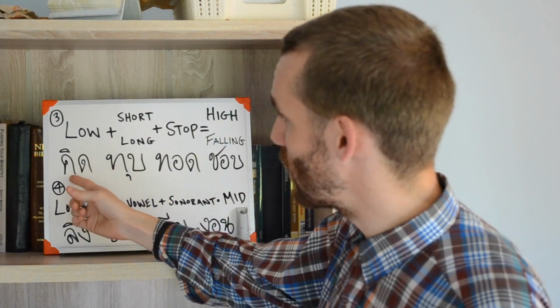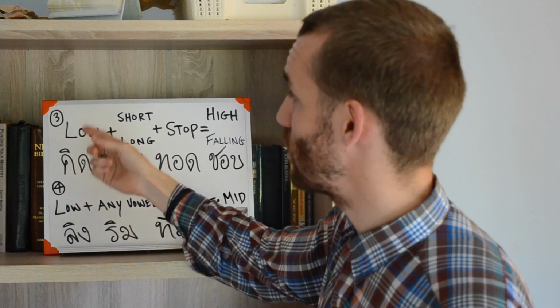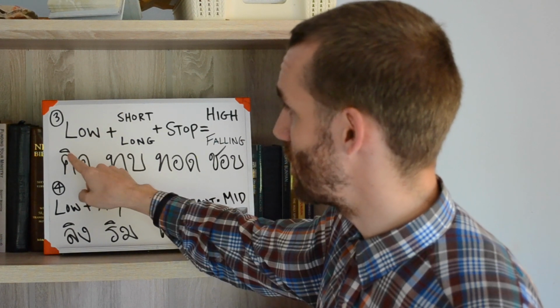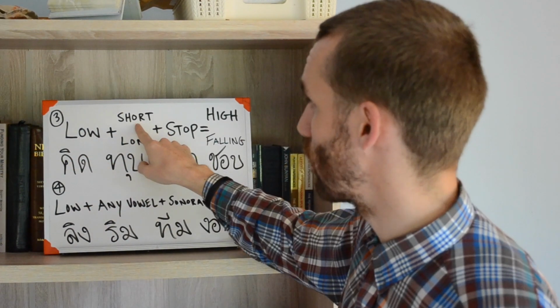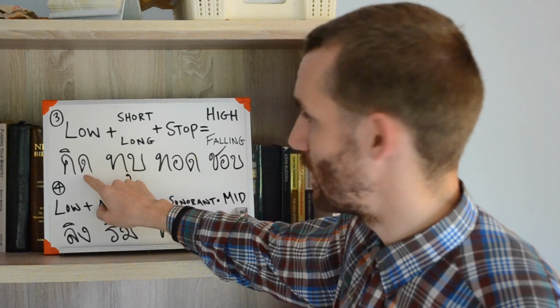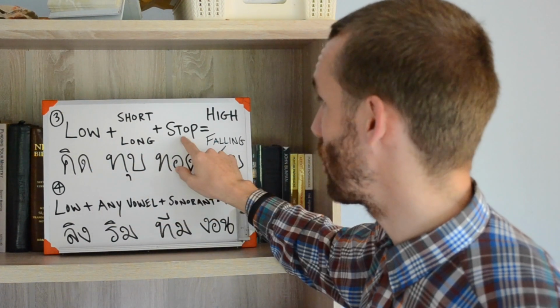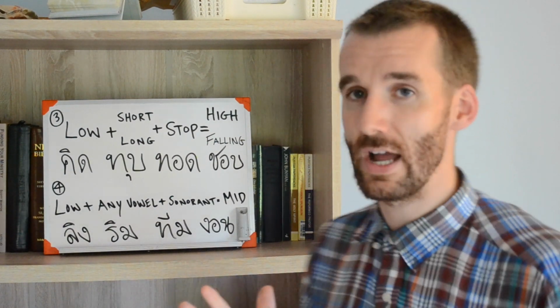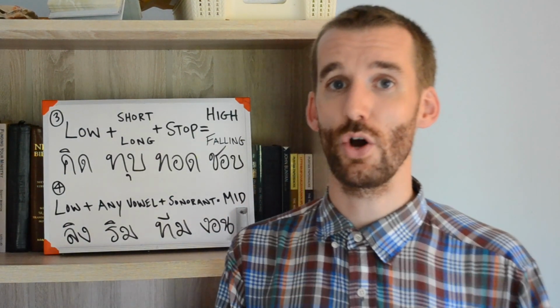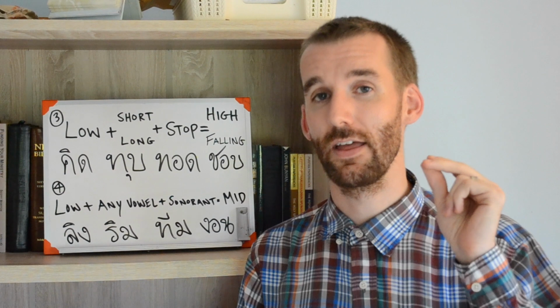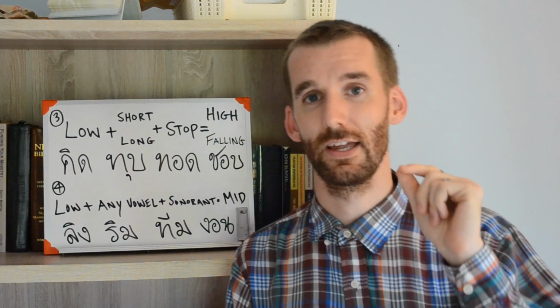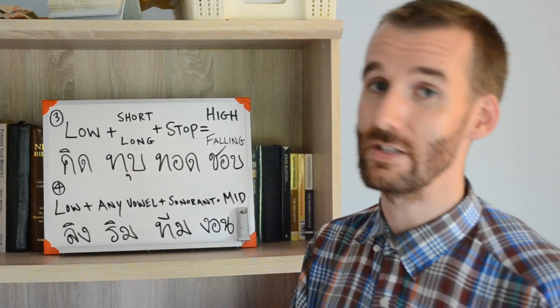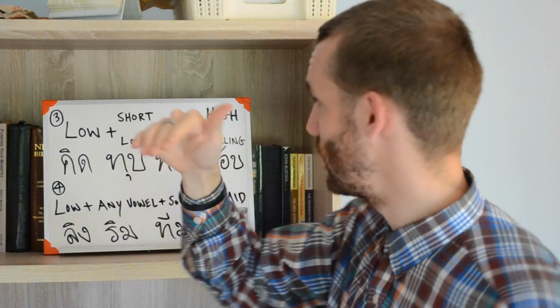As in our example here, we have the letter kha kwai. That's a low class consonant, plus the vowel e. That would be a short vowel. And then the dodek right here would come under the category of a stop final. And so therefore, this is going to be pronounced as a short, high tone. Kit. The word kit in Thai means to think. Short, high tone there.